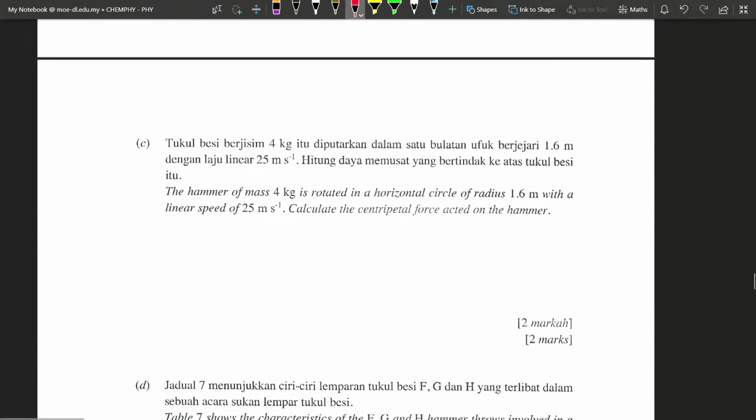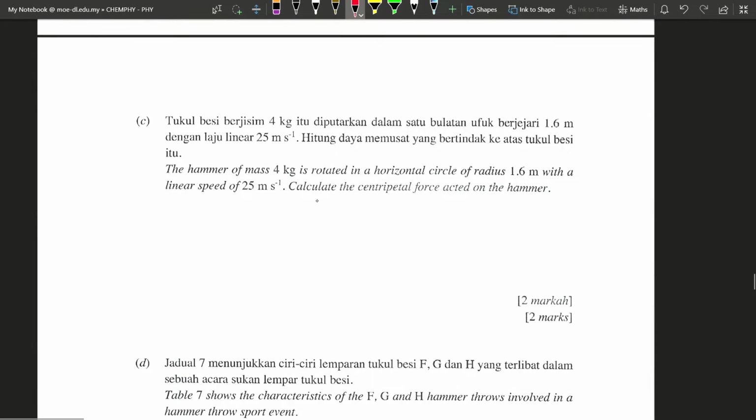Alright, next question, soalan C. The hammer of mass 4 kg is rotated in a horizontal circle of radius 1.6 meter with a linear speed 25 meter per second. Calculate the centripetal force acted on the hammer. Soalan ni dia bagi maklumat jisim tukul besi, jejari tali tersebut dengan laju linear. So soalan minta daya memusat, you punya F. So kita ada formula daya memusat. F equal to mv square over r.